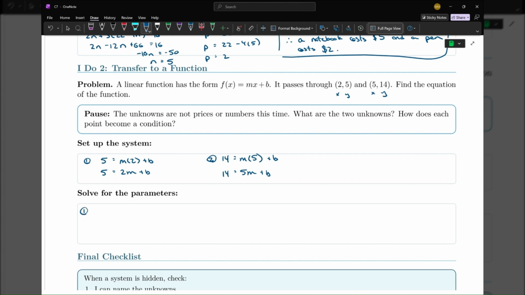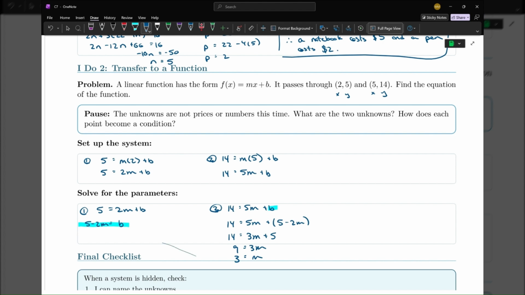So equation 1, I have 5 equals 2m plus b. I can easily isolate b, so b is going to be 5 minus 2m. Pop over to equation 2. I know 14 equals 5m plus b, but I just said b is 5 minus 2m. So 14 equals 5m plus 5 minus 2m. So that's going to give me 14 equals 3m plus 5. Subtract the 5. 3m is 9. Divide by 3. m is 3.